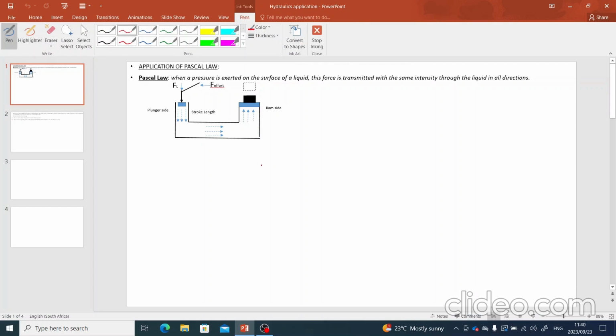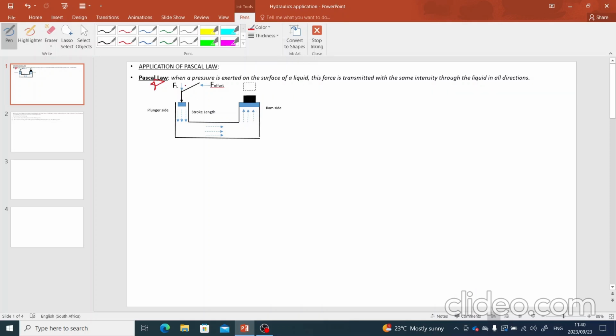We will be looking at the application of Pascal's law. Whenever we talk hydraulics, we talk Pascal's law. Now, let's look at the definition of Pascal's law.